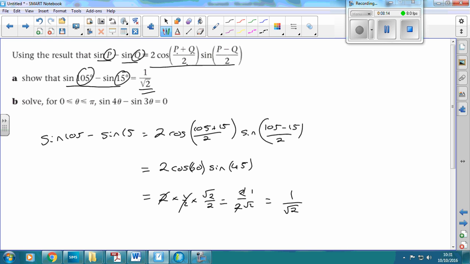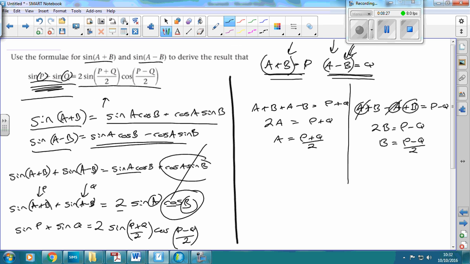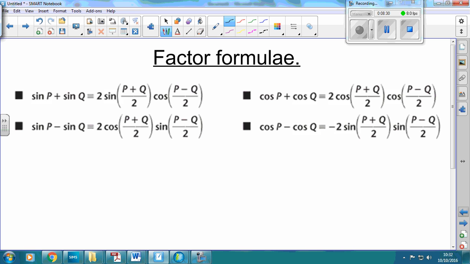When you've got it in this format here, so we've got sine of something plus or minus sine of something, or cos of something plus or minus cos of something, and these angles are different, what we can use is the factor formulae, which you've got written down here.